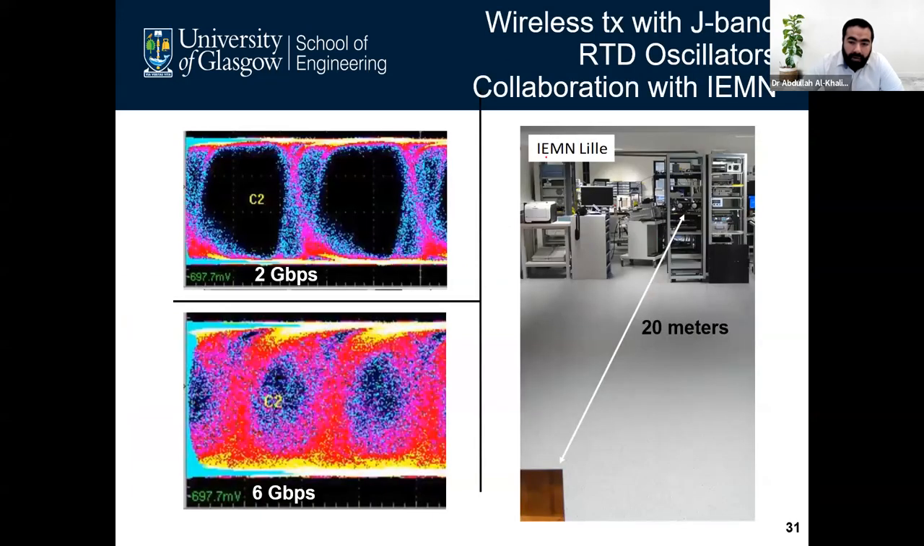Here, in collaboration with IEMN in Lille, we did a demonstration of a much longer distance. So this was 20 meters. We have two lenses here, one for the source, one for the detector. And we could see data rates of 2 gigabits per second. And then at 6 gigabits per second, the eyes will start to close.